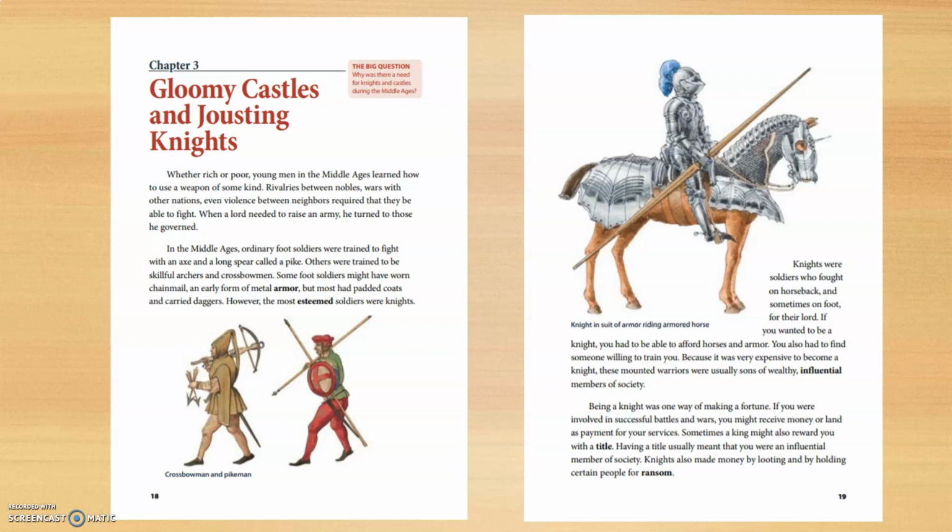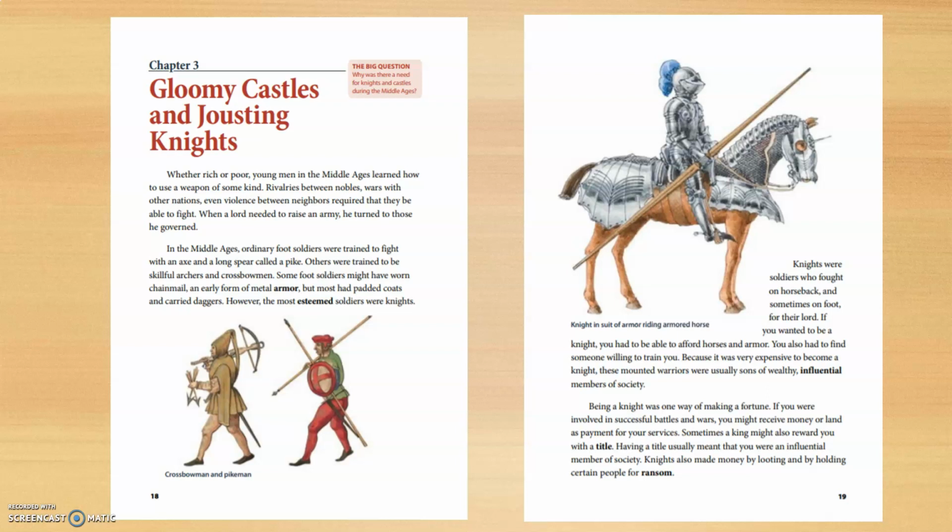Some foot soldiers might have worn chainmail, an early form of metal armor, but most had padded coats and carried daggers. However, the most esteemed soldiers were knights. Knights were soldiers who fought on horseback and sometimes on foot for their lord. If you wanted to be a knight, you had to be able to afford horses and armor. You also had to find someone willing to train you, because it was very expensive to become a knight.